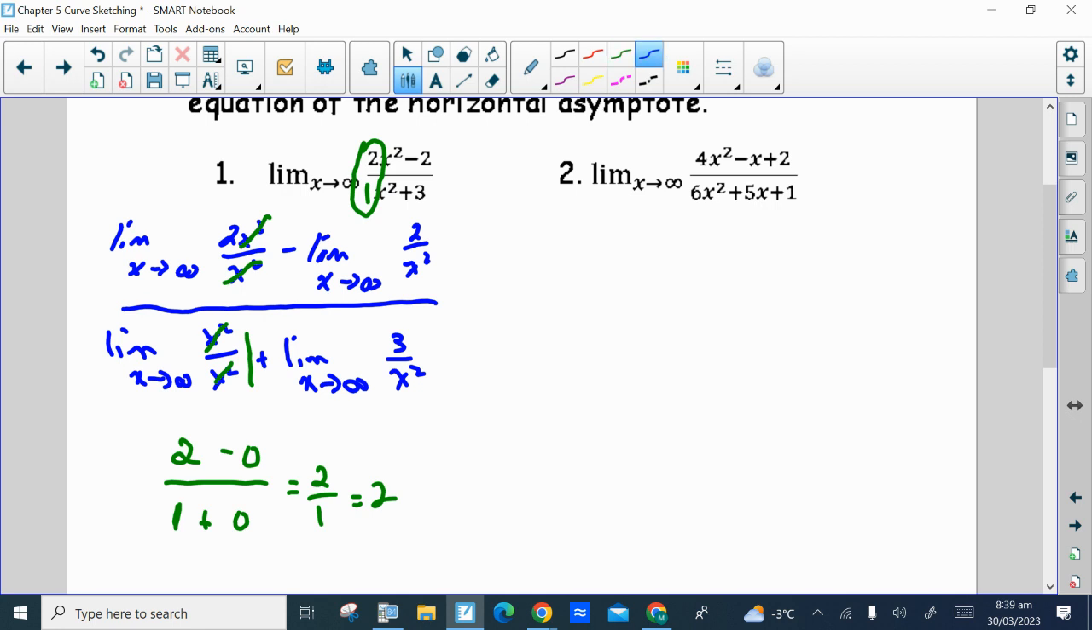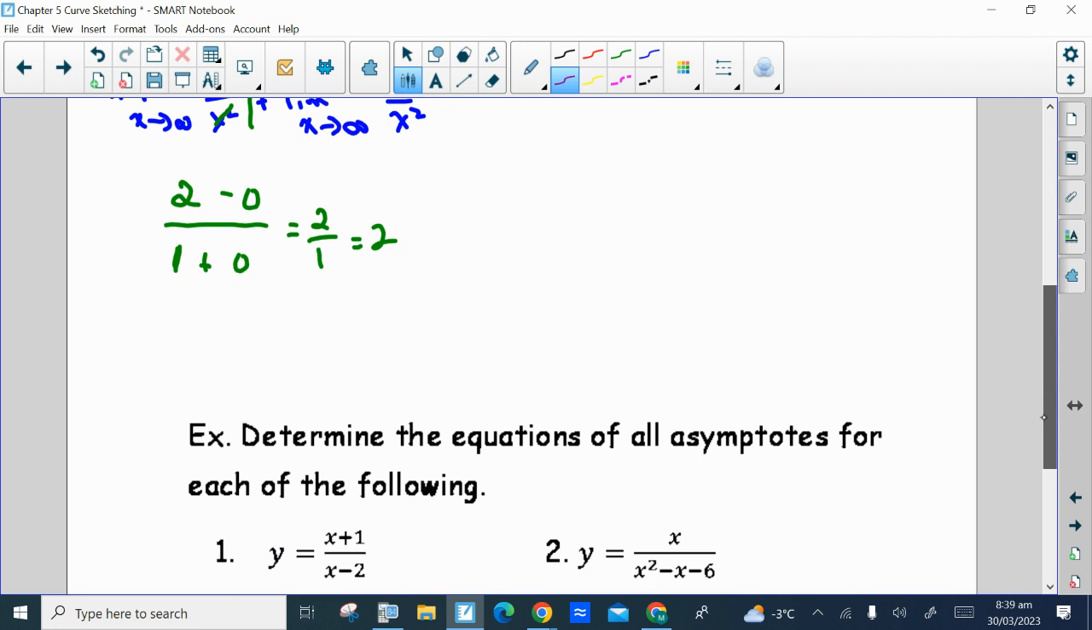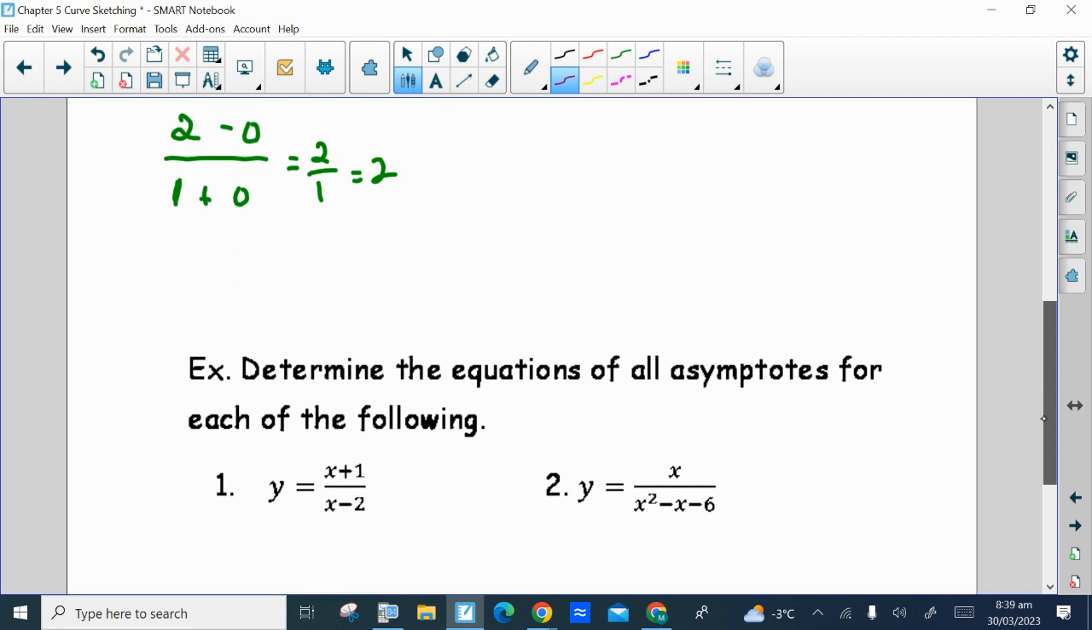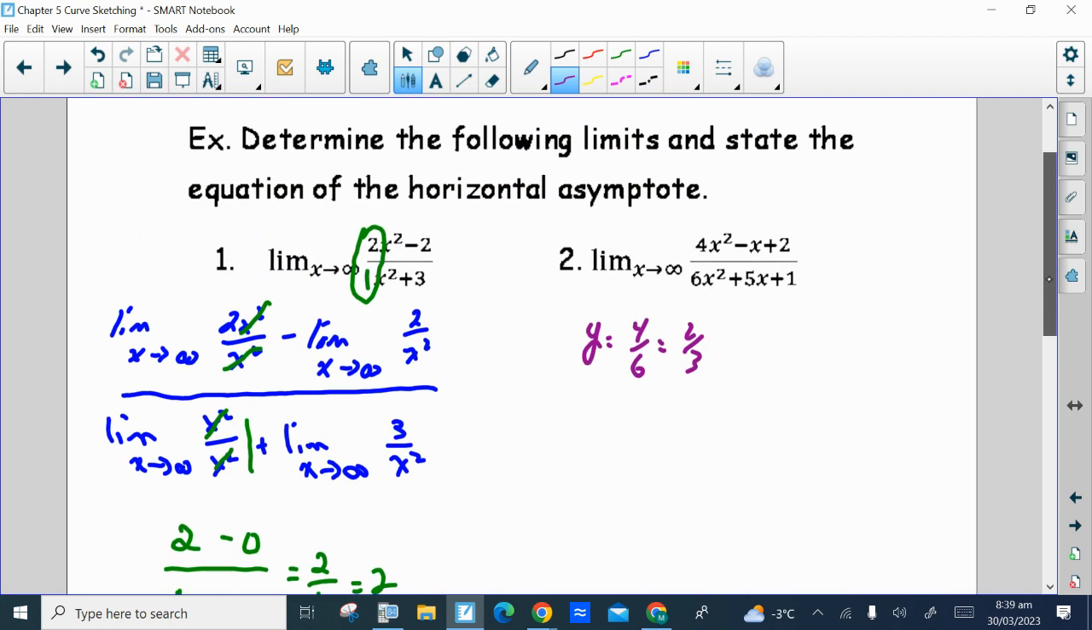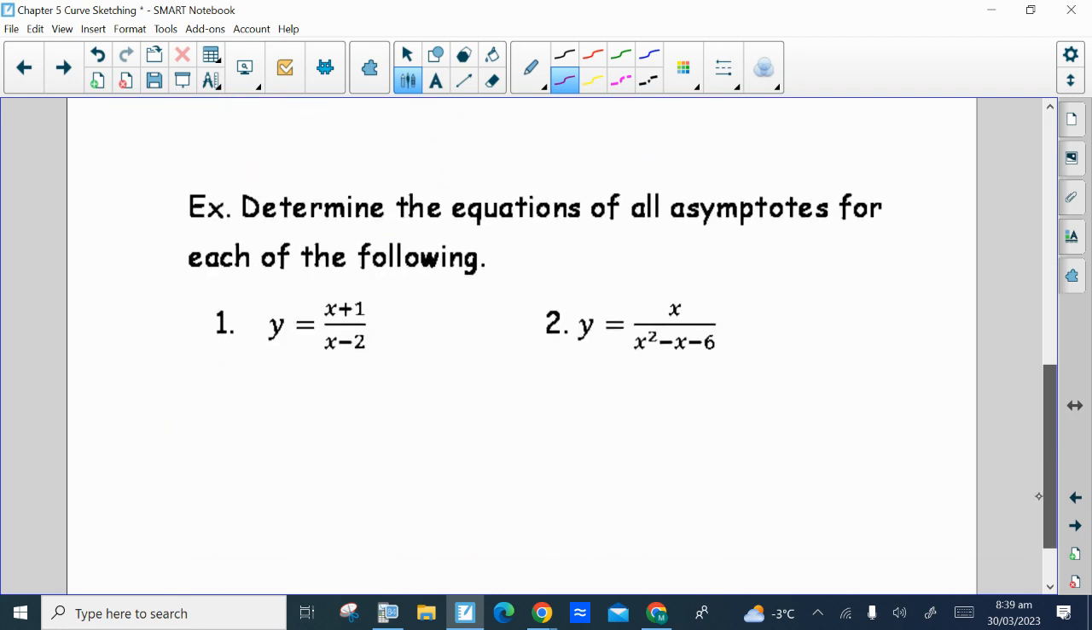So for question 2, it would be the same because the top and bottom have the same degree. They're both degree 2. They're quadratics. So the horizontal asymptote will be at y equals 4 over 6, the coefficient of those x squared terms, or 2/3. So that was a shortcut that we saw before that we can use when the degree of top and bottom is the same. Right? That's for the horizontal asymptote.